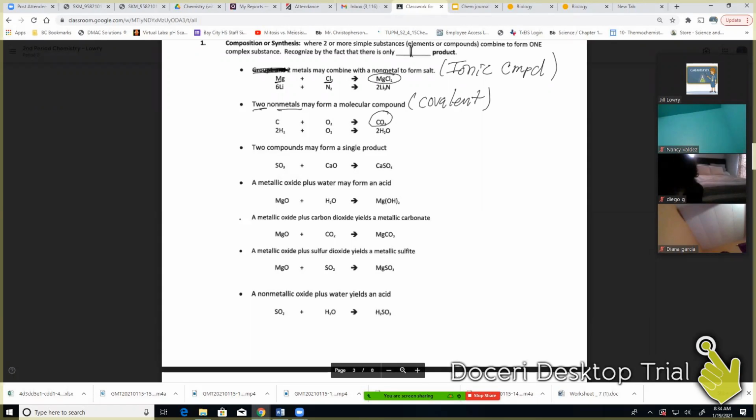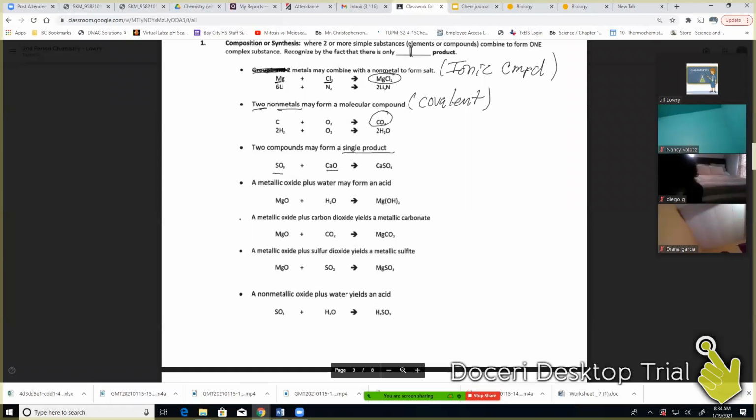The next one is one that is sometimes a little bit difficult to predict. If I have a compound plus a compound, they can come together to form a single product. And as long as it's just one product, it's still considered a synthesis reaction. That one's probably the hardest one to predict.